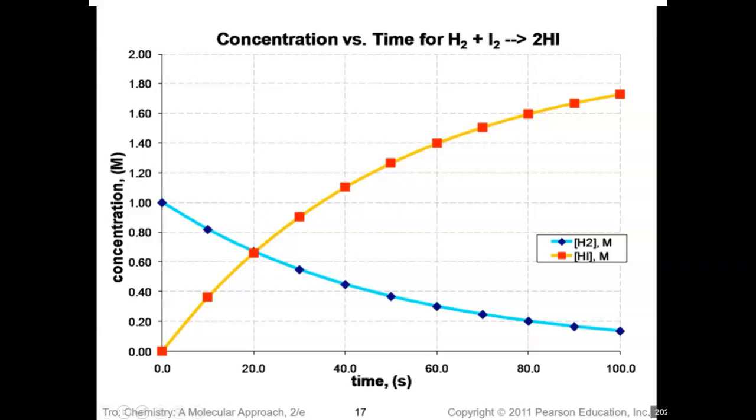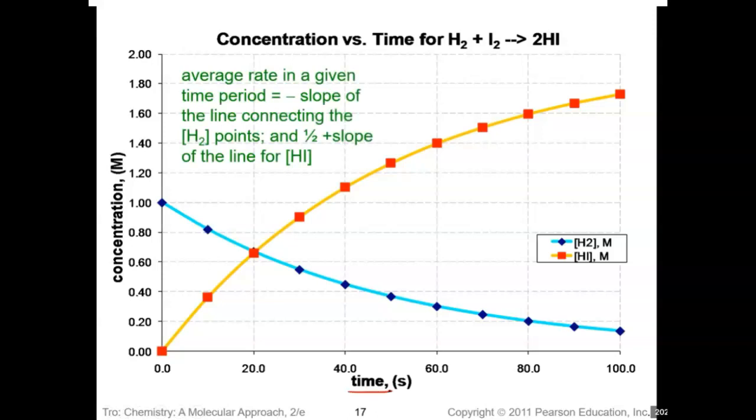Okay, so what I have here is I just plotted the time versus concentration. So again, I want to remind you that we are doing average rates. So the average rate in a given time period equals the negative slope of the line connecting the points, and the positive slope for products, negative slope for reactants. And you're probably like, what? So let's look at this.